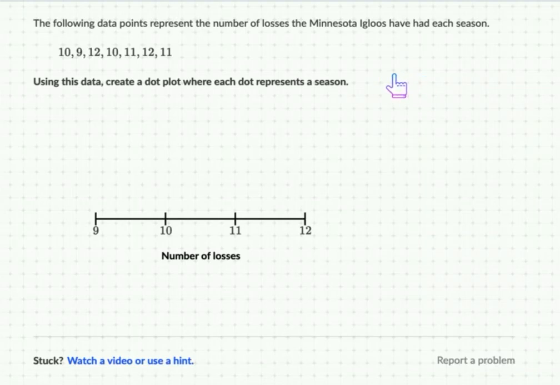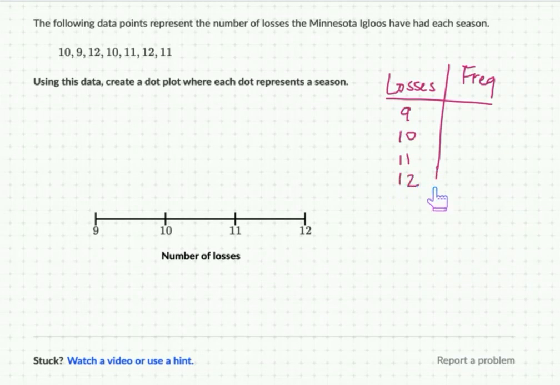So if you were using a frequency table, you would create losses to frequency, and then you would have 9, 10, 11, and 12. And every time you saw a 9, you would put a tally there for a frequency. Every time you saw a 10, you would put a tally there for the frequency. 11 and 12. Okay, that's if you had a frequency table.